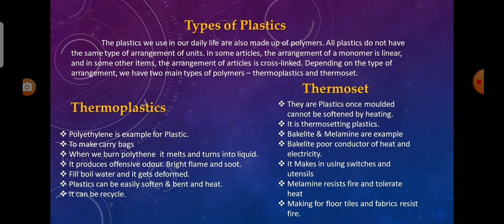Now we see about thermoset. They are plastics that once molded cannot be softened by heating. It is thermosetting plastic. Bakelite and melamine are examples of thermoset. Bakelite is a poor conductor of heat and electricity. It is used in making switches and utensils. Melamine resists fire and tolerates heat, making it useful for floor tiles and fire resistant fabrics.